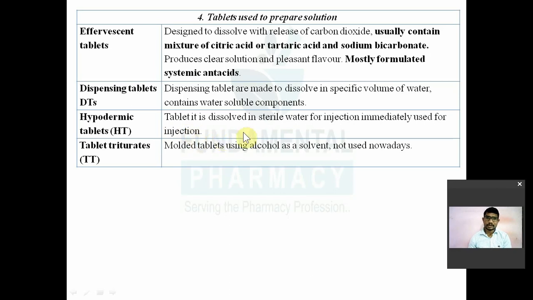So these are the tablets dissolved in sterile water for injection, immediately used for injection. So hypodermic tablets are nothing but the tablets for injection. So these are the tablets meant for preparation of a particular solution for injection. Okay, ये क्वेश्चन आया था जीपैट में. टैबलेट इट इज डिसॉल्व इन द स्टेराइल वाटर फॉर इंजेक्शन एंड इमीडिएटली यूज्ड फॉर इंजेक्शन. दैट इज हाइपोडर्मिक टैबलेट. इसके बारे में याद रखो, ये क्वेश्चन आया था. Tablet triturate. Okay, these are the tablets made by molding using alcohol as a solvent, and it is obsolete nowadays, it is not used, so just forget about it.